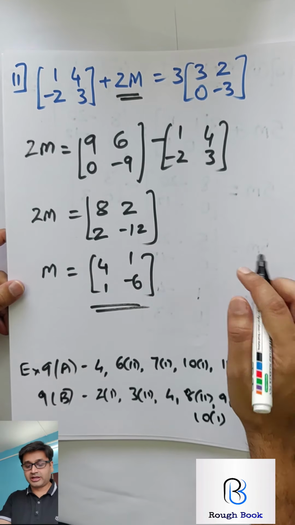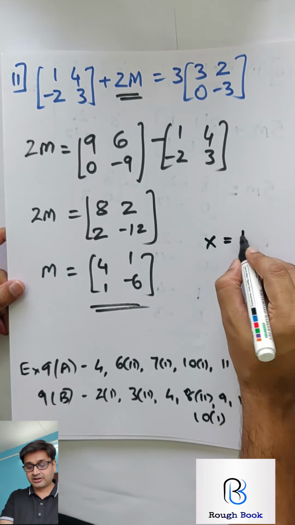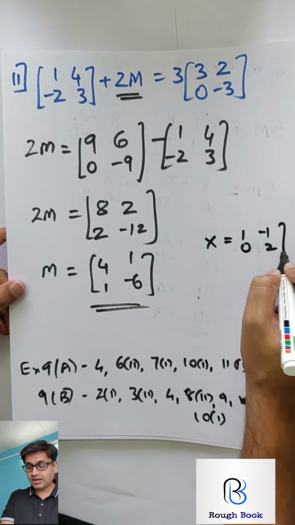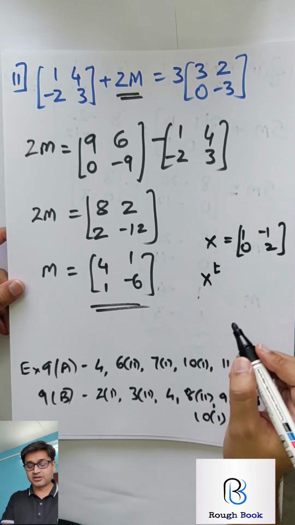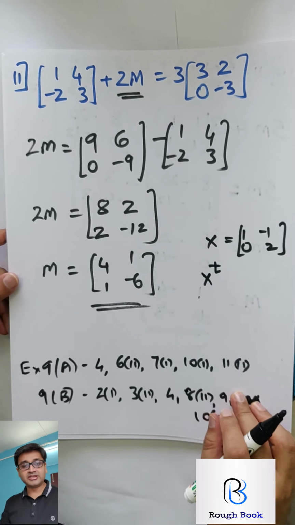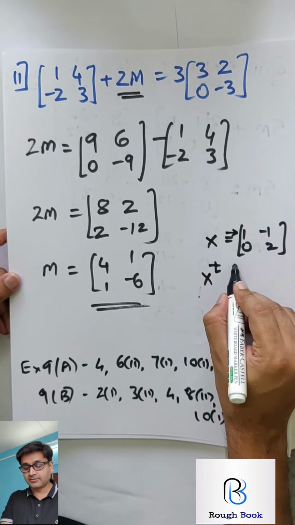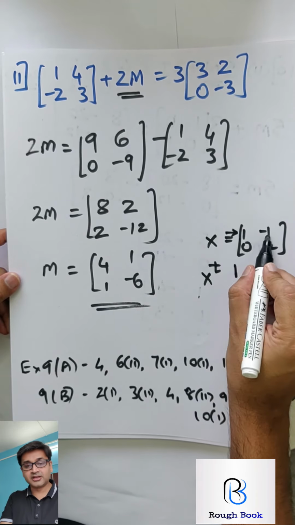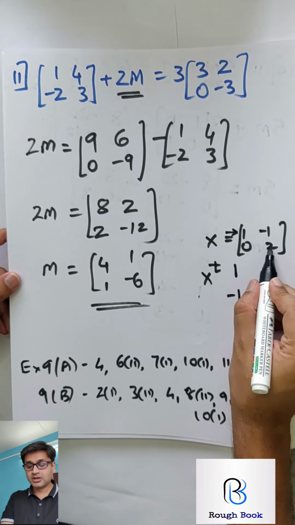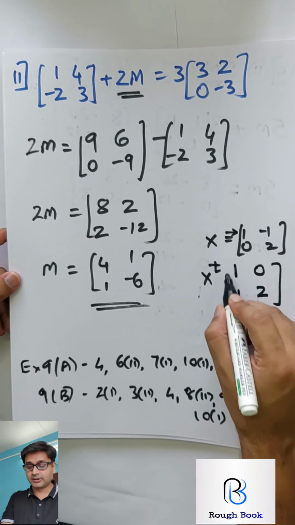One thing I forgot to tell you. If this is X, matrix X, then there is something called as X raised to T. X raised to T is transpose. In transpose, all the rows become columns. So 1 and minus 1 is the row, that becomes the column. 0 and 2 becomes 0 by 2, this way.